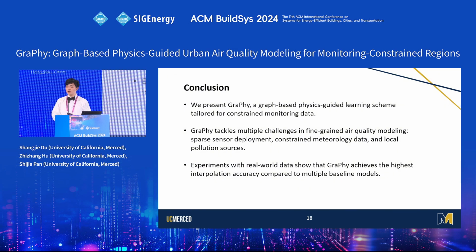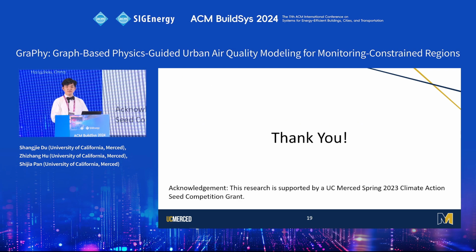All in all, we conclude that GraPhy does indeed accurately predict the interpolated PM 2.5 air quality information against other baselines because of this physics-informed method. Also, we showed in our evaluation that through this physics-informed method, even with low data availability in these sparsely deployed environments, we're able to accurately determine the air quality in these unmonitored locations. Thank you.